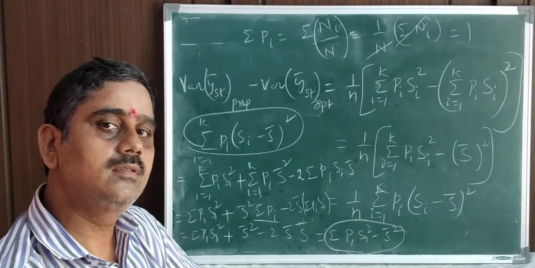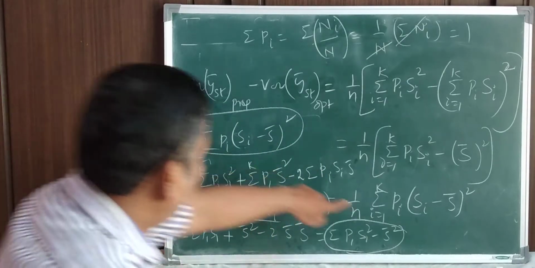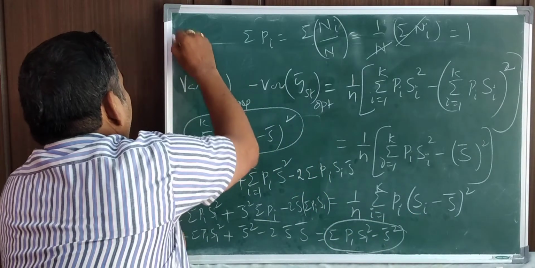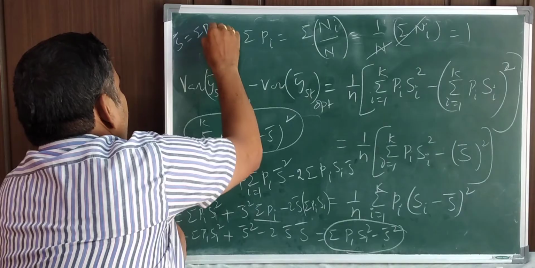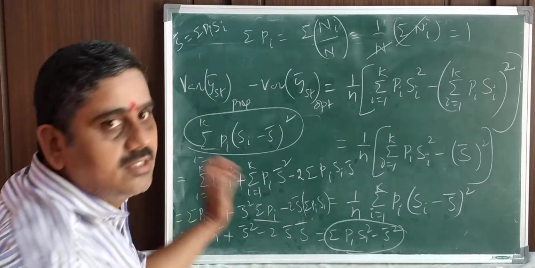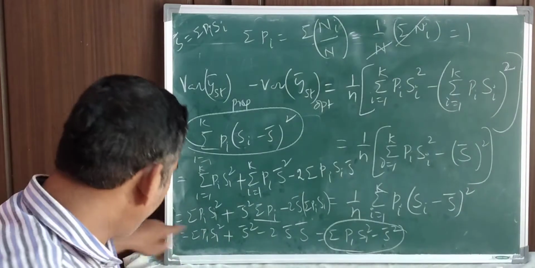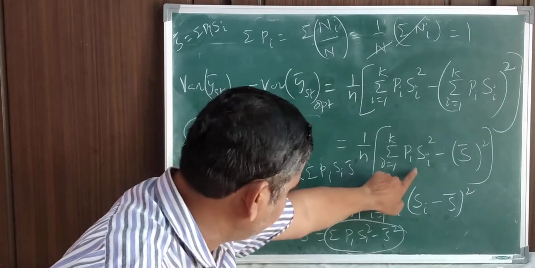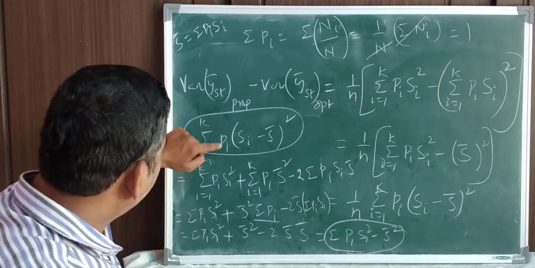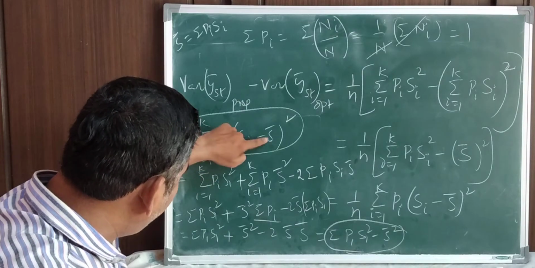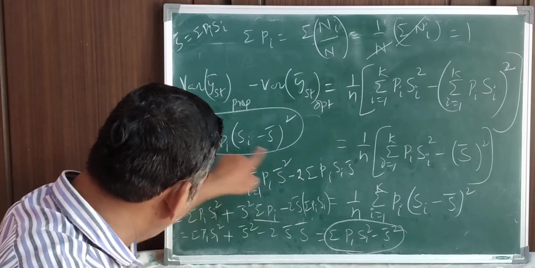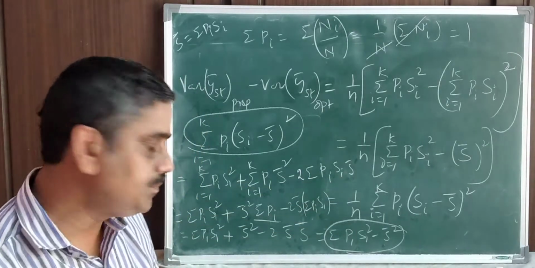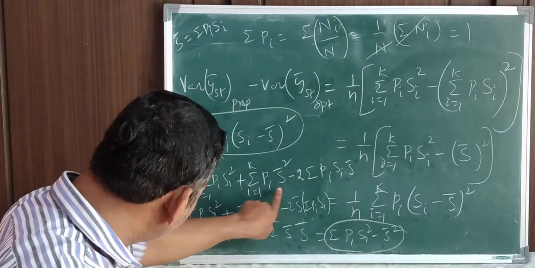Have you understood this? I repeat again. You see here, I have considered summation pi into si minus s bar whole square, where s bar is equal to summation pi si. Whenever I write summation, it runs over i equal to 1 to k. I am proving that it is nothing but this. So summation pi into si square, summation pi into s bar square, and minus 2 summation pi into si into s bar. Here s bar square is a constant I have taken outside.